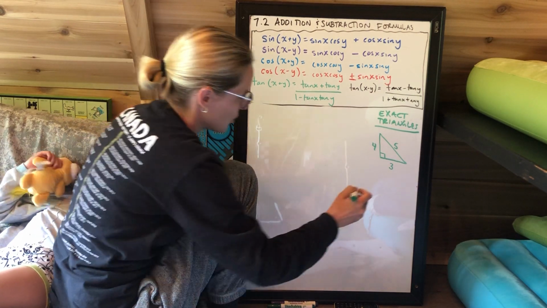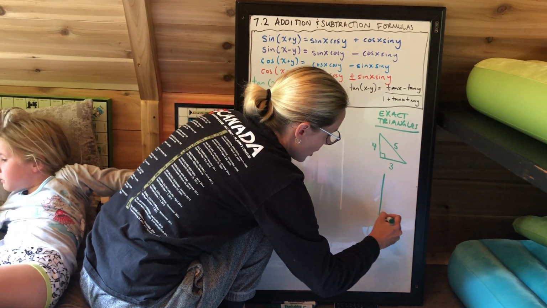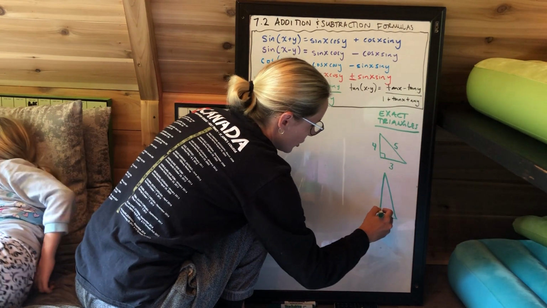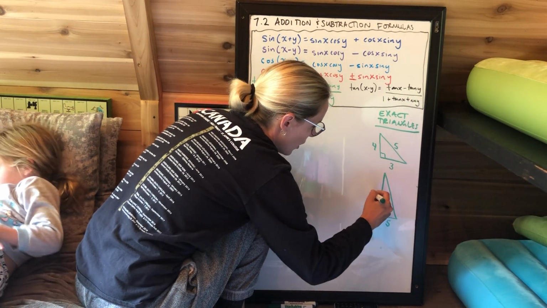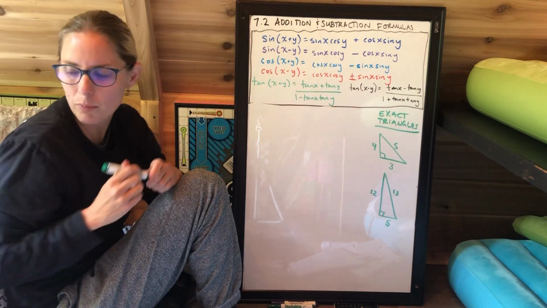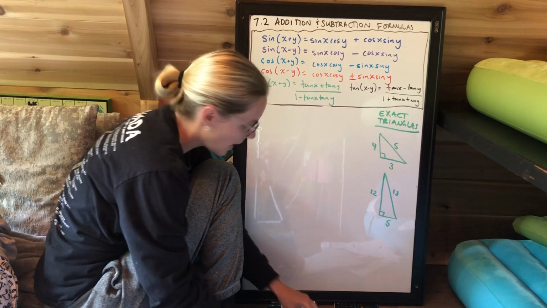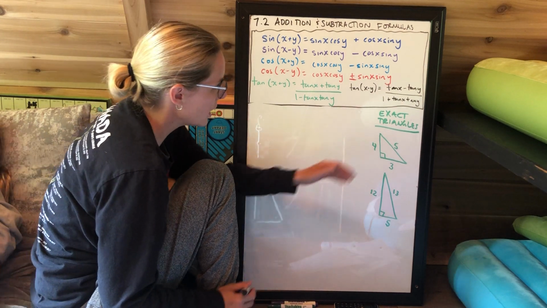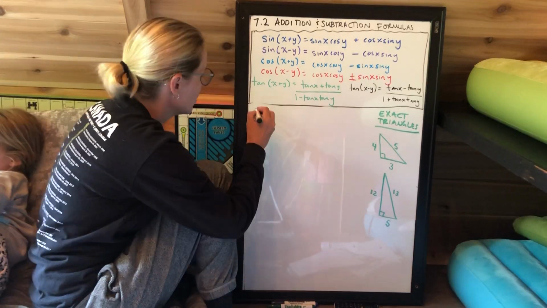So that's one of the exact triangles. The other exact triangle is a little bit funnier looking, called the 5, 12, 13 triangle. And those are exact values as well. So when you look at something like that, just be aware.